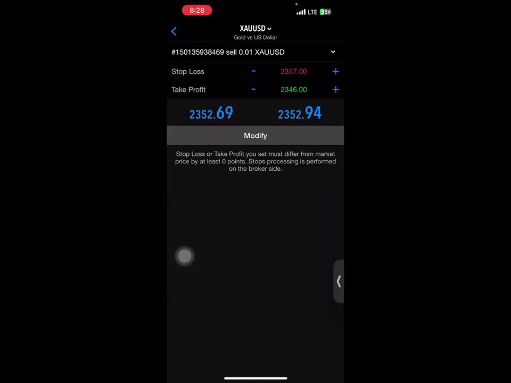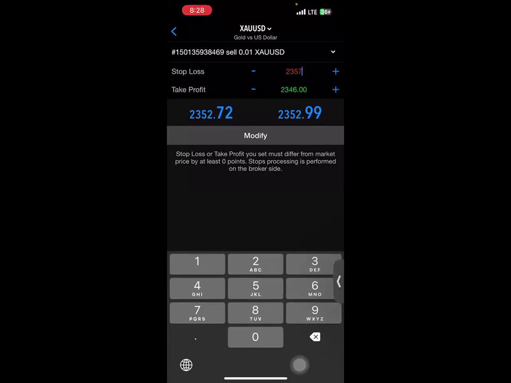Let's say, for example, you still want to be in the trade, right? But it is already approaching your stop loss. So you want to move your stop loss higher, right? You want to move it higher. So you can easily just change it here from 23.57 to 23.60. Can you see? Very, very easy for you to change.